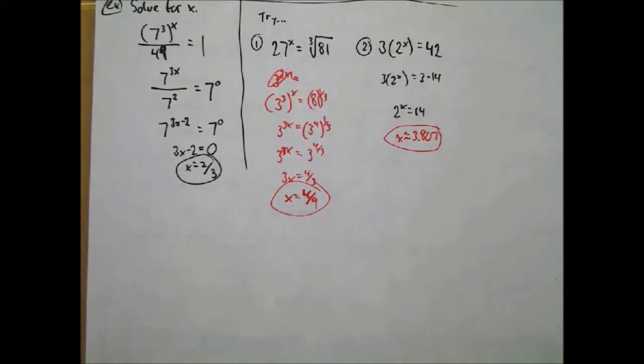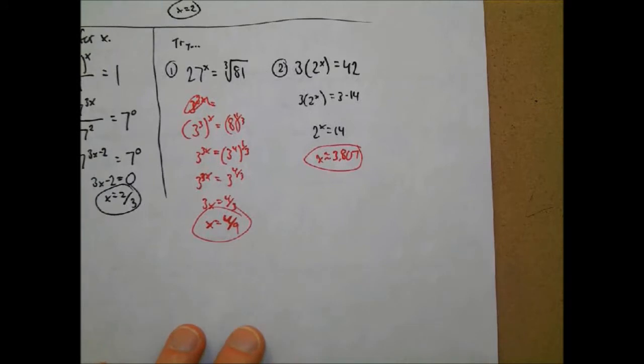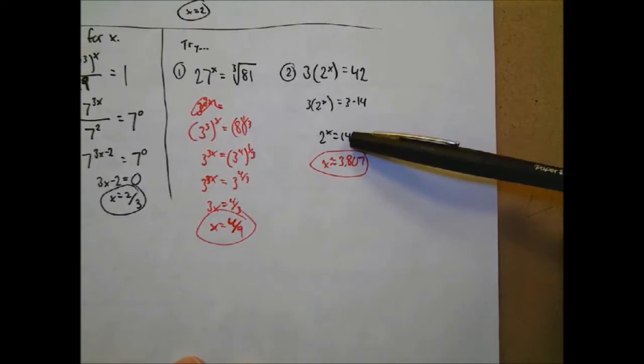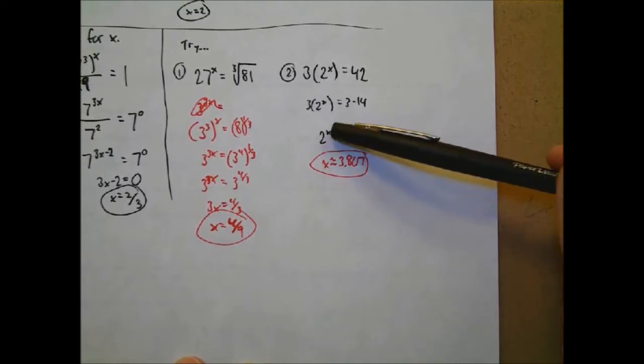3.807. But of course, that's an approximation. We can, however, represent this precisely. We can solve this, get the x by itself, and have a precise value here, not some rounded decimal. What thing did we just learn that allows us to take the variable out of the exponent?